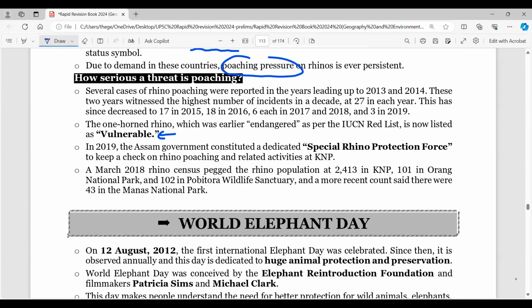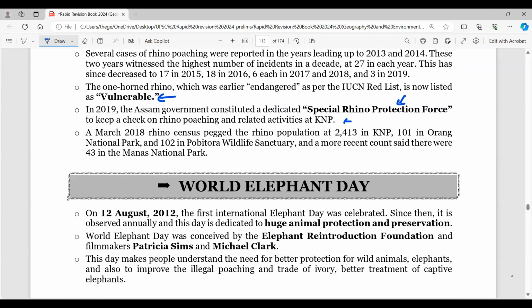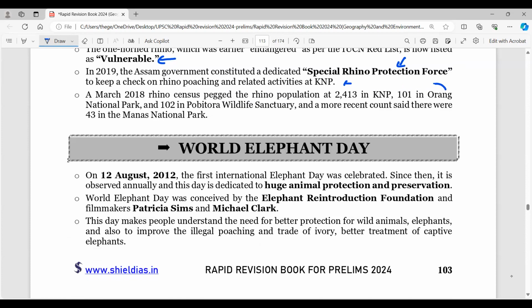And we have the Special Rhino Protection Force. In 2019 it was constituted in Assam. So this is important here. Now this is Orang National Park. You can remember here, 101, that is the population. And then Pabitra Wildlife Sanctuary, we have 102. So this is something important. And in Manas, we have 43.